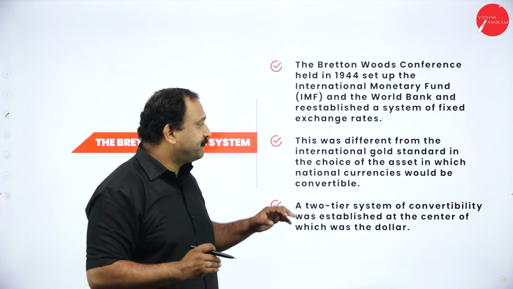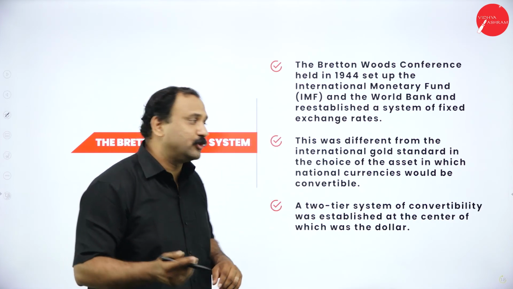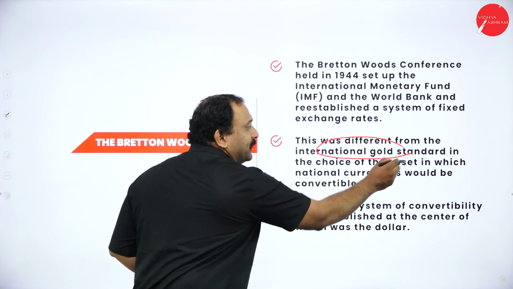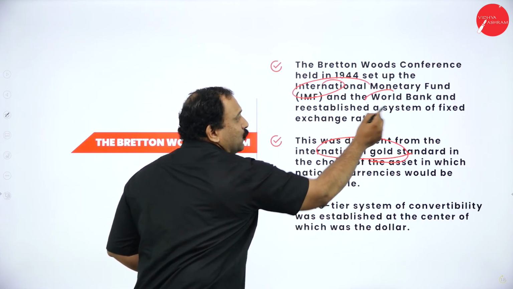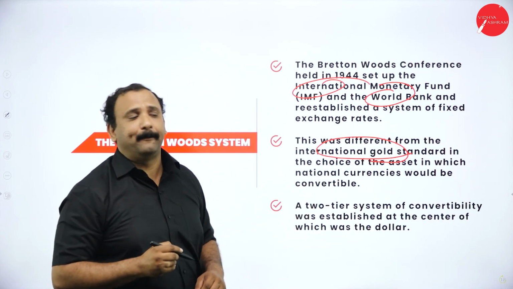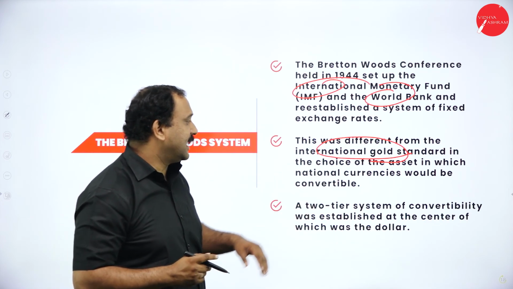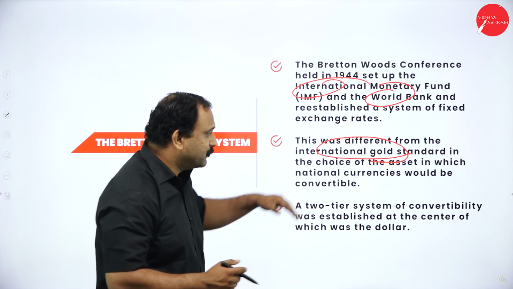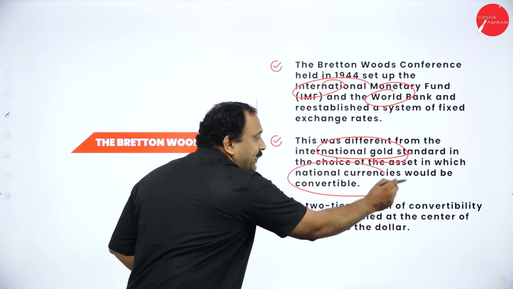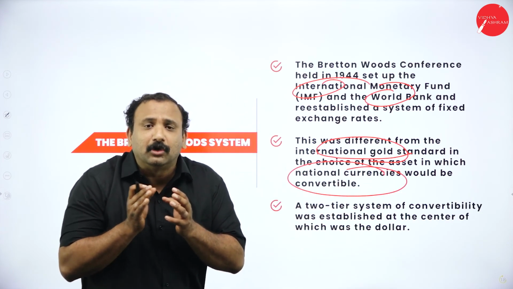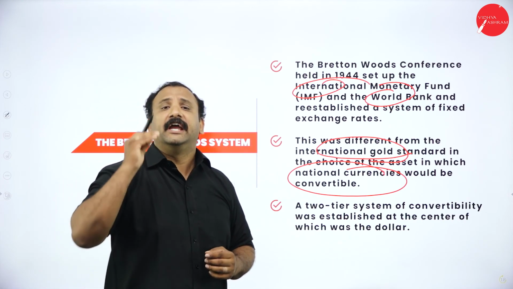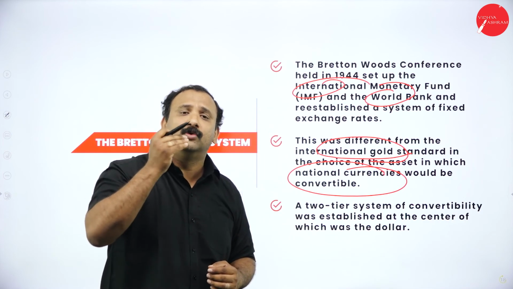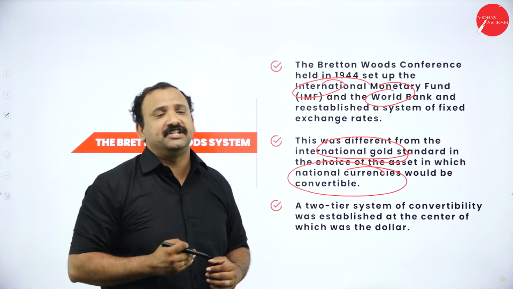Next, this was different from the international gold standard. So they didn't want the gold standard to be fixed every time. Who didn't want? The IMF and the World Bank did not want that to happen. So what they wanted is the choice of asset in which national currencies could be convertible. They wanted to remove the gold standard and give a choice to the country to establish their own standards of the exchange rate system.